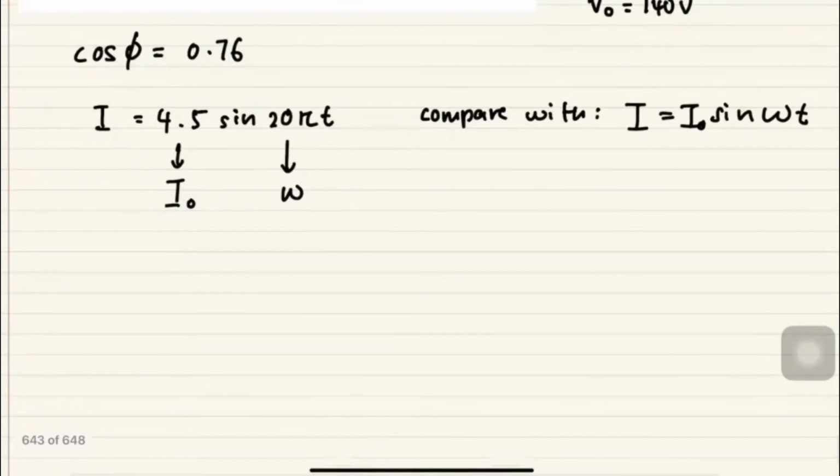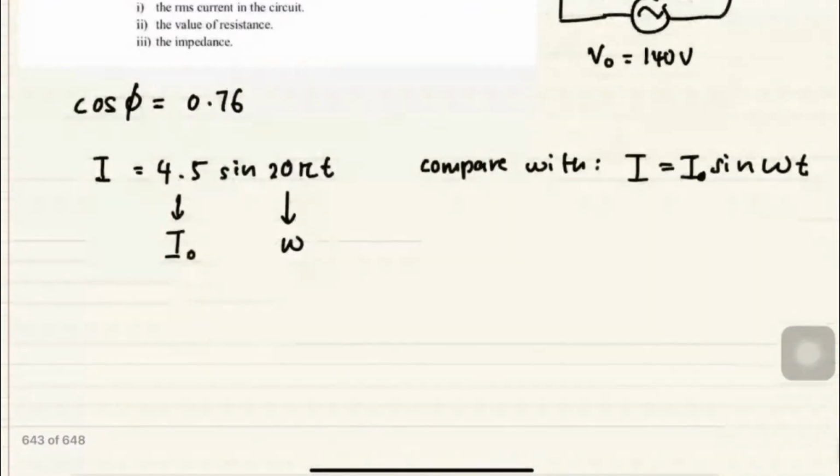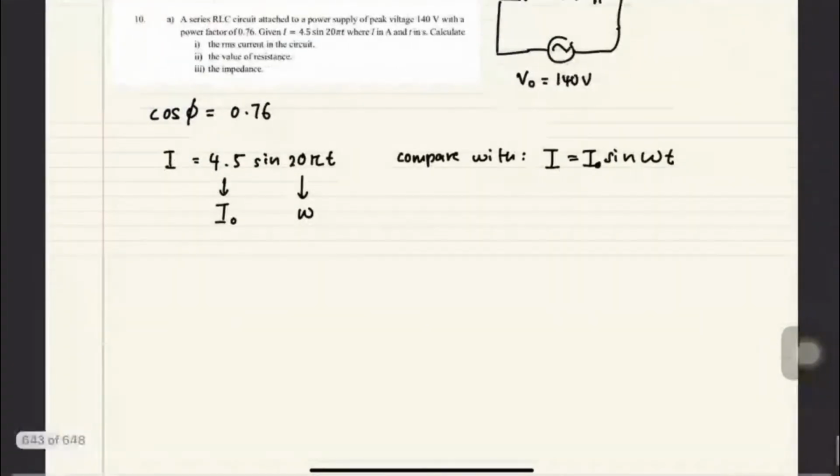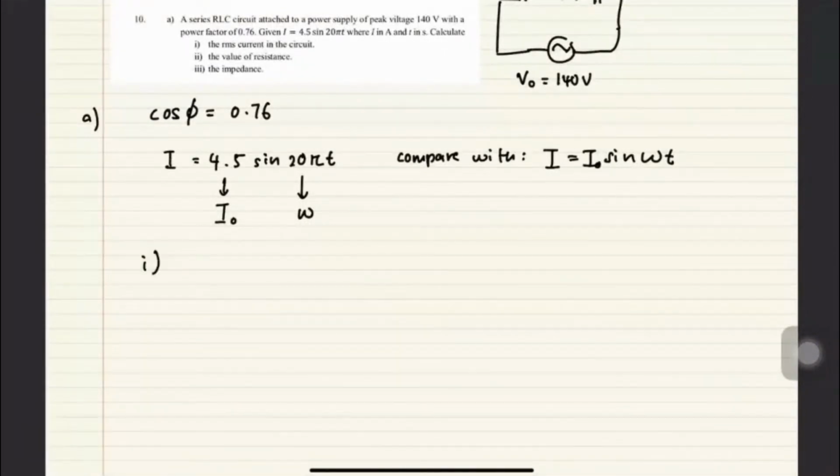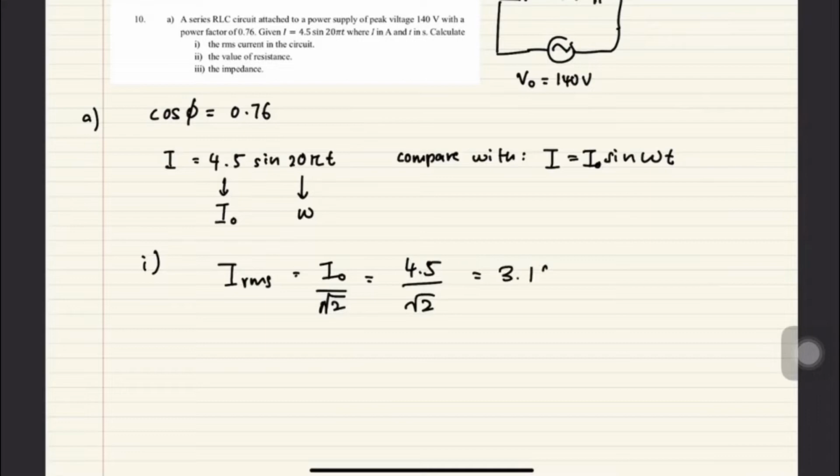Okay, and then the first question they want to find I RMS, so kamu dah ada I naught, tak ada masalah kot. So I RMS is basically I naught over square root of 2. Kamu masukkan nilai tu, should get 3.18. Okay.